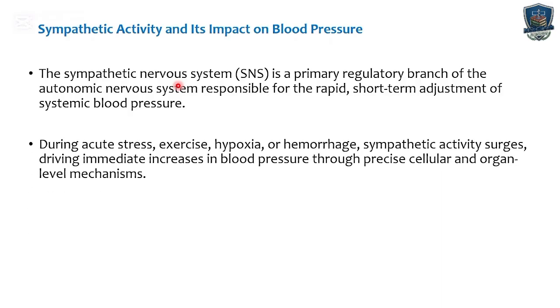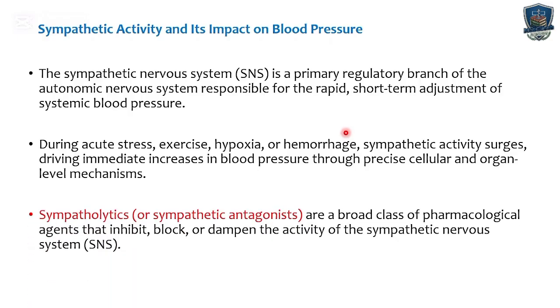During acute stress, exercise, hypoxia, or hemorrhage, sympathetic activity surges, driving an immediate increase in blood pressure through precise cellular and organ level mechanisms. So there are several situations in which sympathetic activity is involved. Number one, when one is stressed, there is always an activation of sympathetic activity. Also during exercise, hypoxia, or hemorrhage, sympathetic activity surges and this drives an immediate increase in blood pressure. We're going to look at how that occurs.